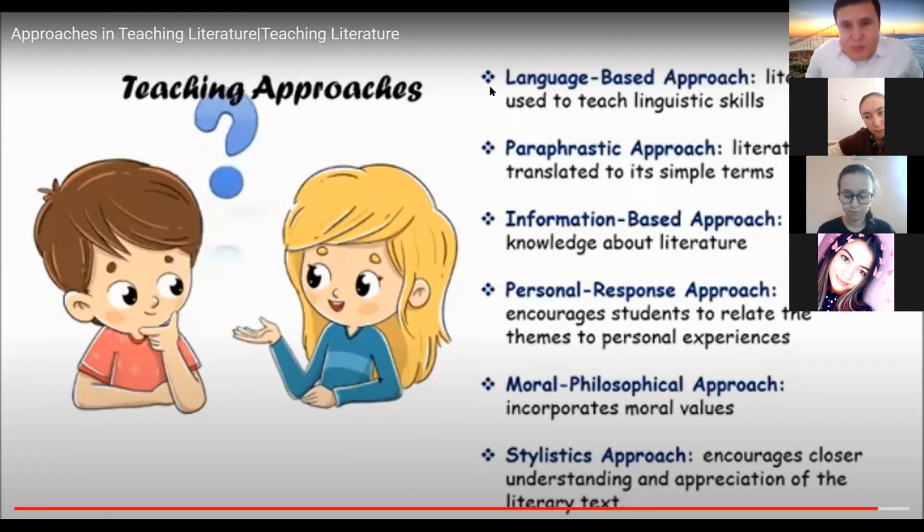So the next one, the paraphrastic approach. The keyword is given in the name of the approach. So what do you think, what can we do? What can we learn in the paraphrastic approach?